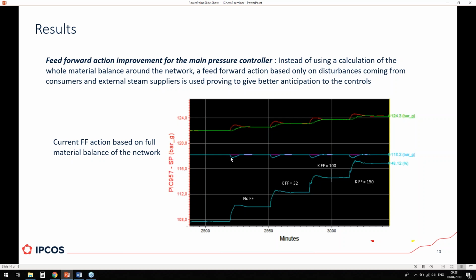So every time there's a disturbance, you see the disturbance, and you see this one in the bottom is the output of the controller, of the pressure controller. So you can see that even though you increase the feed-forward gain, you don't see a good improvement in the performance of the loop. And the reason for that is what I just said.